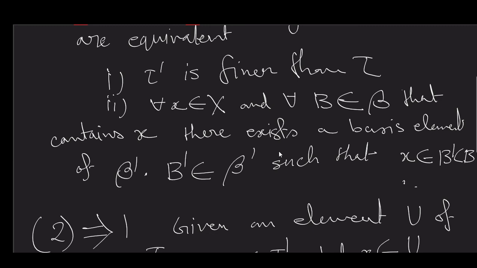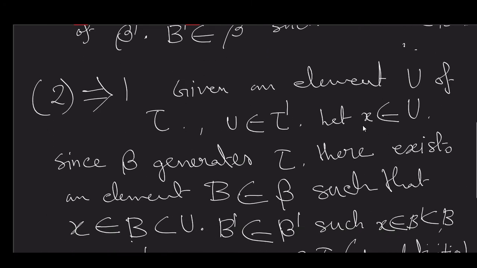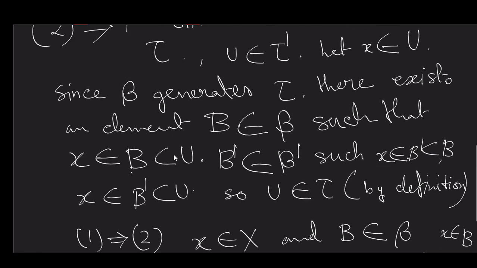The reverse one, right? So let us see how we can prove this equivalence. Given an element U of tau, we can see that this U belongs to tau dash. Why does U belong to tau dash? Because tau dash is the superset of tau. So if any element belongs to tau, it automatically belongs to tau dash. So let us consider a small x, an element that belongs to U. Since this beta generates the topological space tau, there exists an element capital B belonging to beta such that this small x belongs to B that is contained in U.